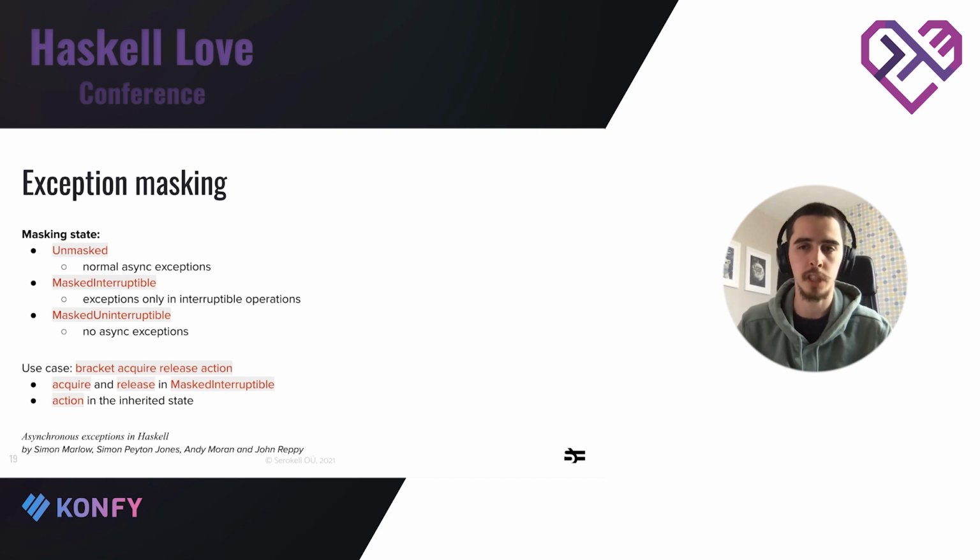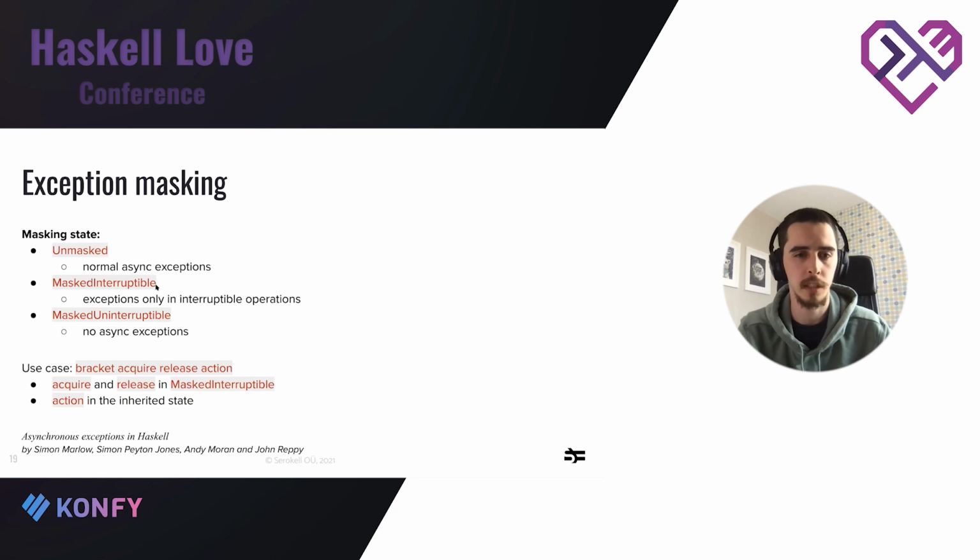That's why exceptions can be masked. There are three masking states in which your program can be. By default, the program is in the unmasked state, in which asynchronous exceptions work normally, so they can happen at any point in the program. And there are two masked states. The first one is the masked interruptible state. In this state, asynchronous exceptions can't happen in an arbitrary place, but they are still possible in interruptible operations.